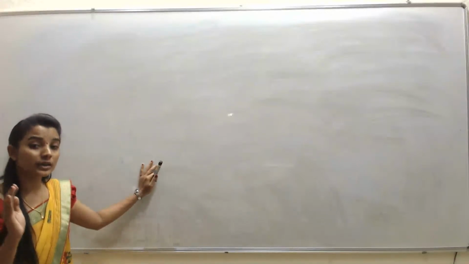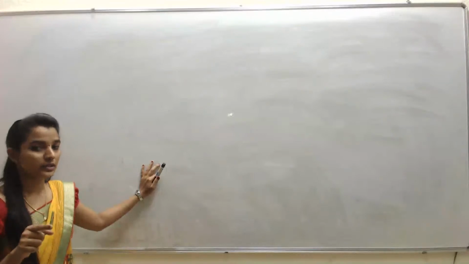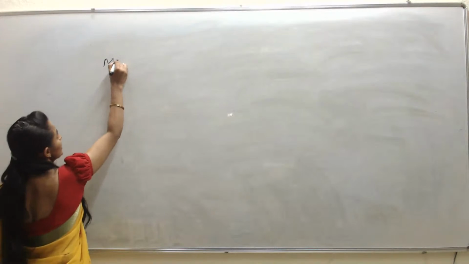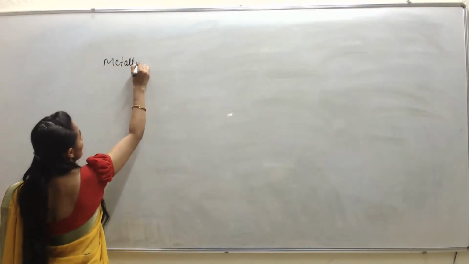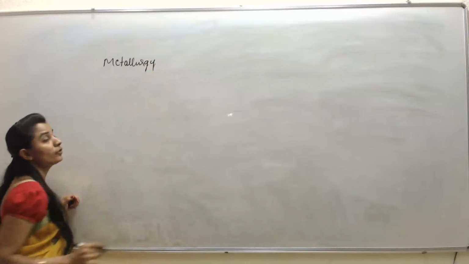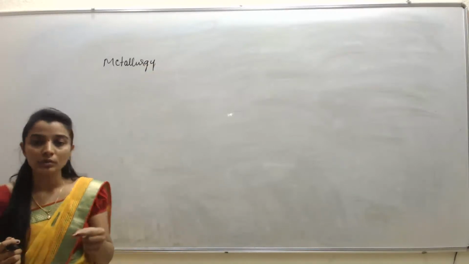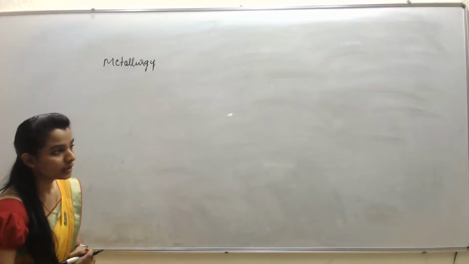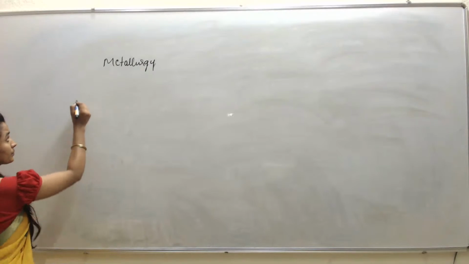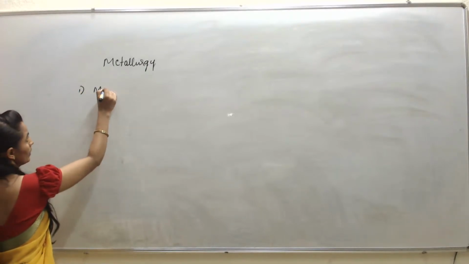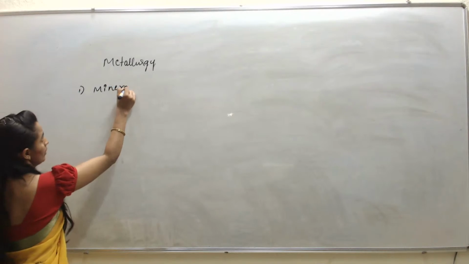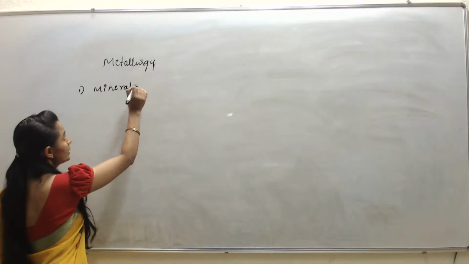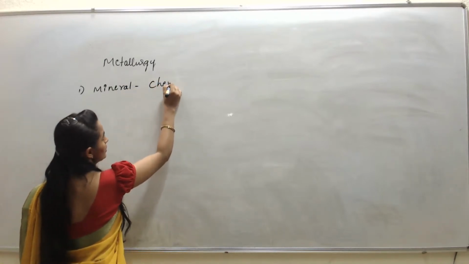Listen, students, you already learned about the adjectives of this metallurgy. In that, the first one is the techniques involved in metallurgy. Before going to that, I'll explain some of the terms which are often used in this metallurgy topic. The first one is mineral. Mineral means, listen, it is a chemical substance.